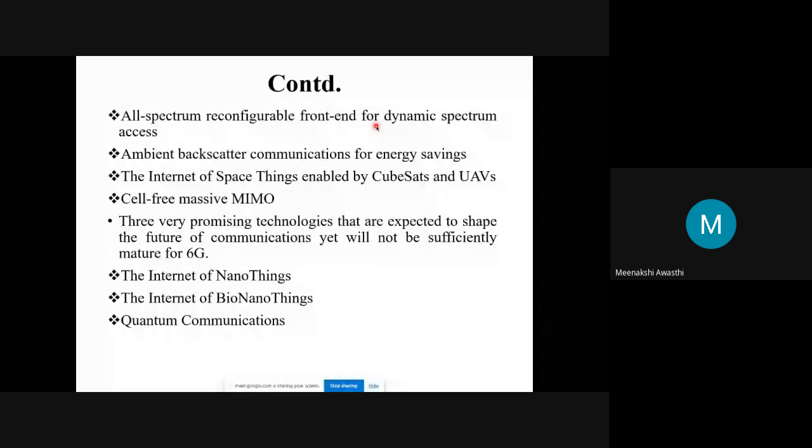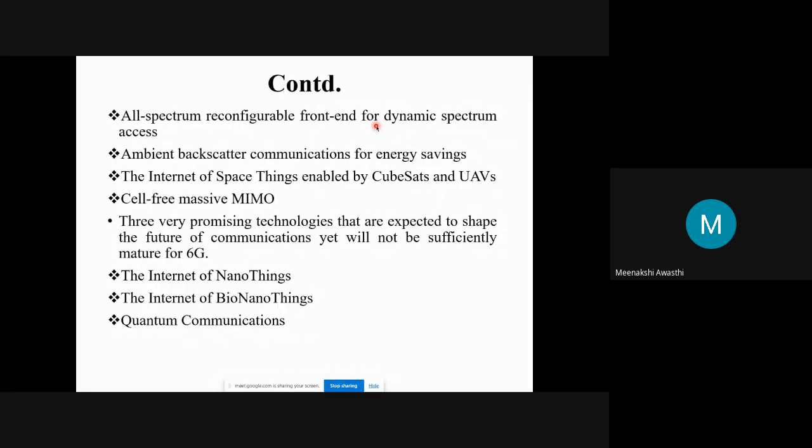Ambient backscatter communication for energy saving. You can see here that along with all the network designing, again and again we are talking about energy efficiency. So it's my suggestion, if you want to do research, then energy efficiency improvement is an area which will never fade. It is a key area in 5G, and it will be a key area in 6G also, because you always need to improve energy efficiency. So ambient backscatter communication is also required for energy savings.